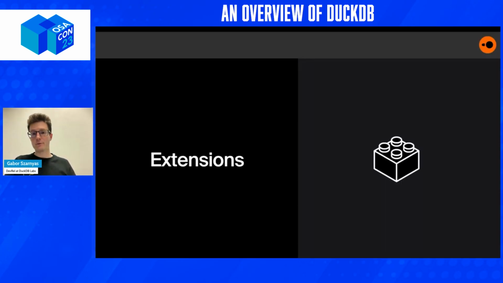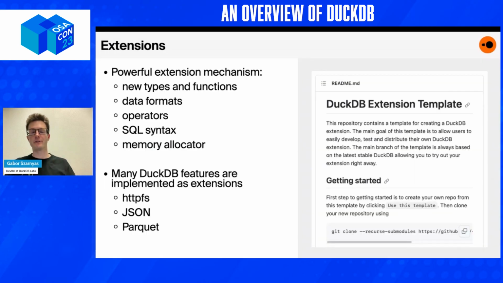All right, on to one of the most exciting things about DuckDB, extensions. DuckDB has a very powerful extension mechanism because we wanted to keep the core lean and portable. To this end, we have an extension mechanism that allows you to define new types and functions, new data formats, even new operators and SQL syntax. Many of DuckDB's core features are implemented as extensions. HTTP support, JSON support, and Parquet are all DuckDB extensions. So we follow the eat your own dog food principle with the extension mechanism.